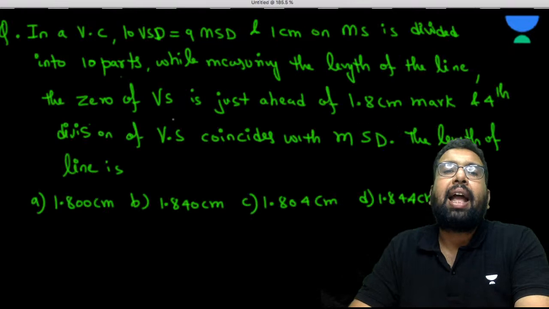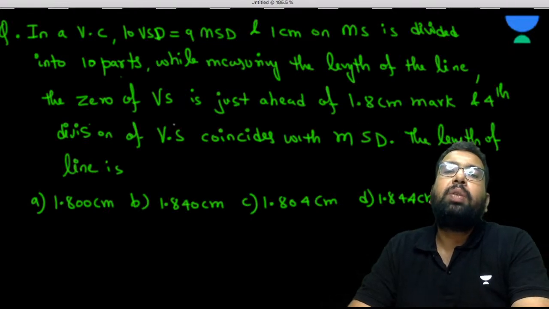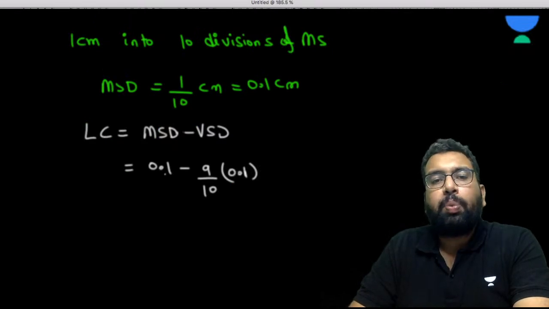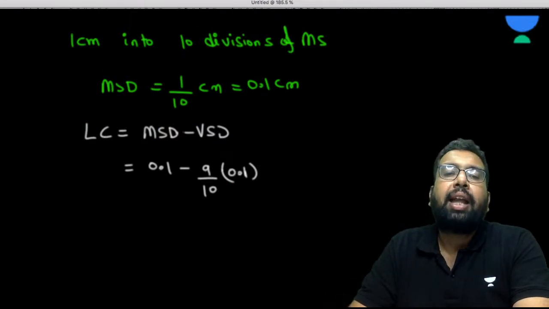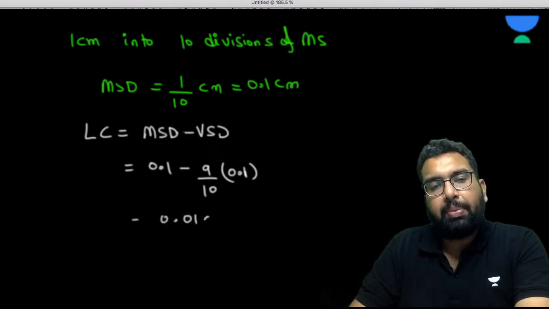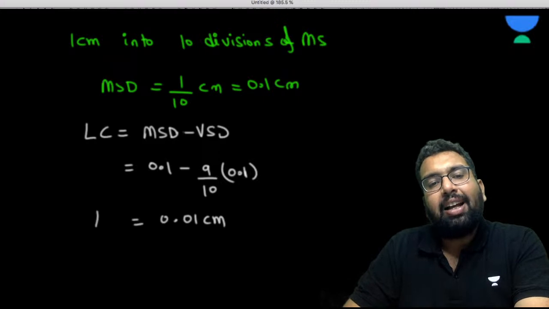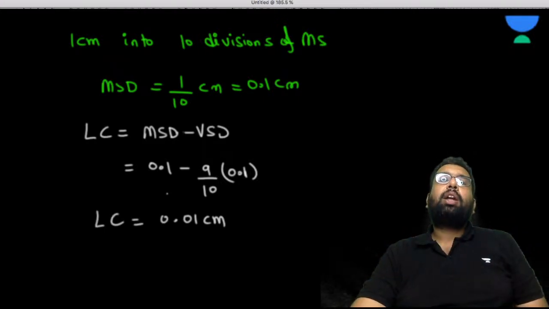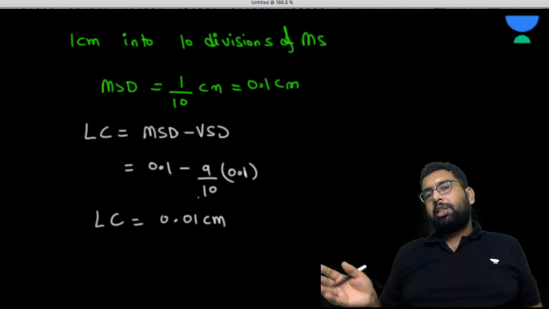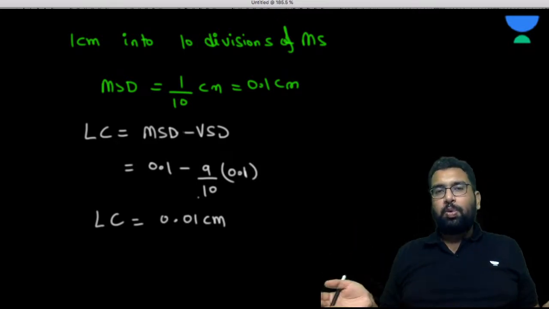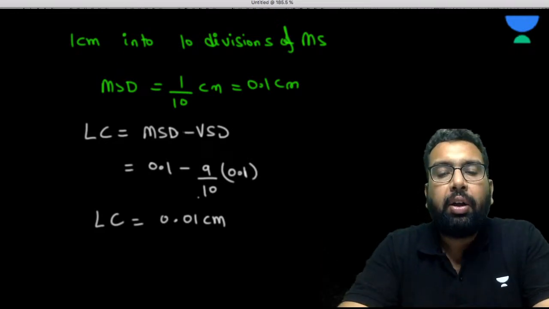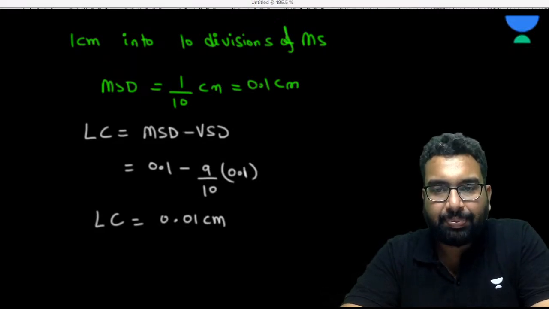Okay, it is given that 10 Vernier scale divisions are equal to 9 main scale divisions. So 0.1 is the main scale division, and one Vernier scale division is 9 by 10 of 0.1. So the least count is going to be 0.01 centimeter. This is the general Vernier caliper we are talking about in this question, the one which is available in the market, in your schools, in industries, in laboratories.